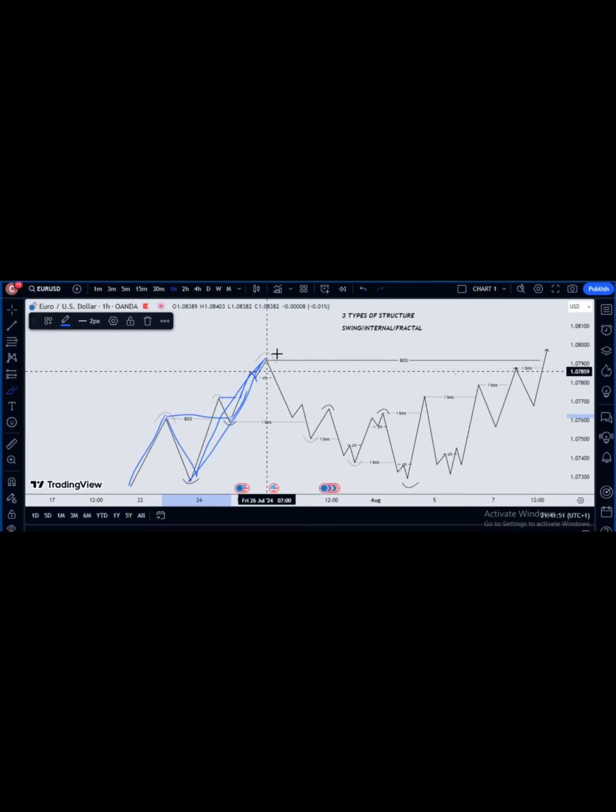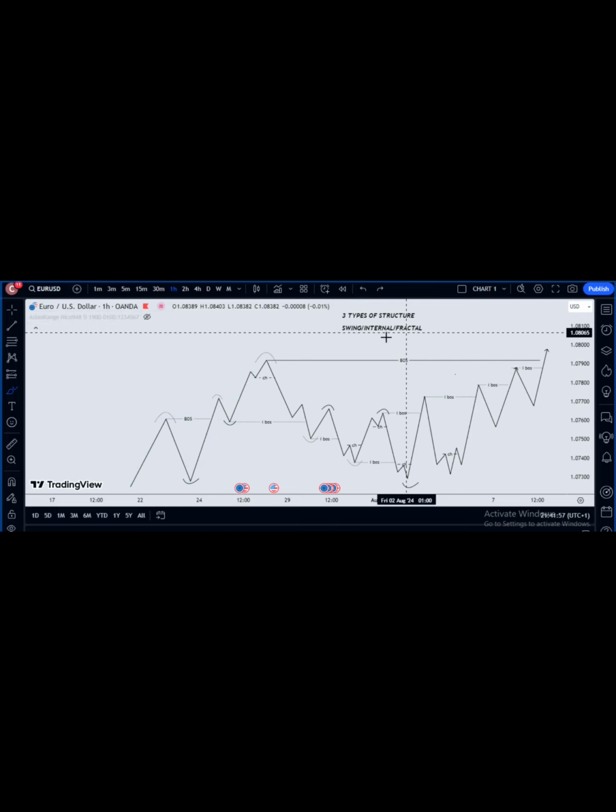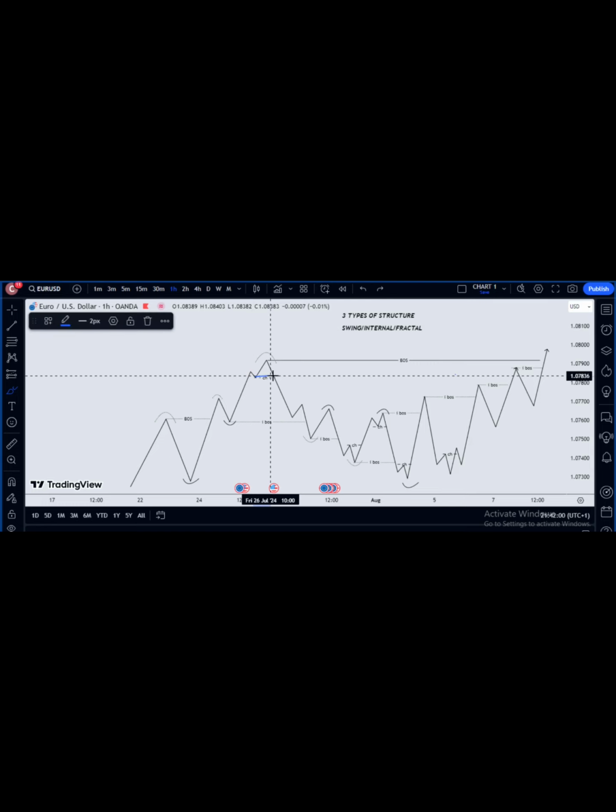Now, where the internal works, these are a few things to catch on. When I talk about fractal structure, this is a fractal structure here. When a fractal structure is broken, it is called change of character. This CH here is an abbreviation for change of character. A broken change of character simply signifies an internal structure reversal. Remember, this is our internal structure here. This is weak because it was not able to break this higher low. It was not able to break here.